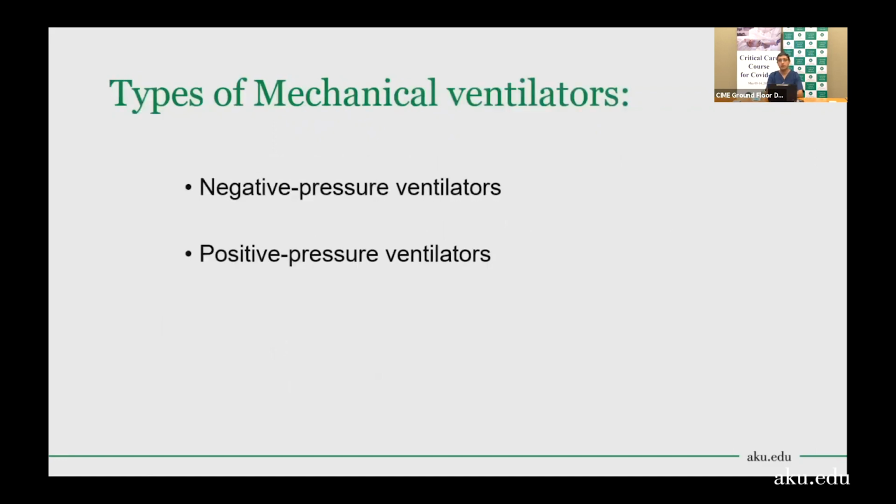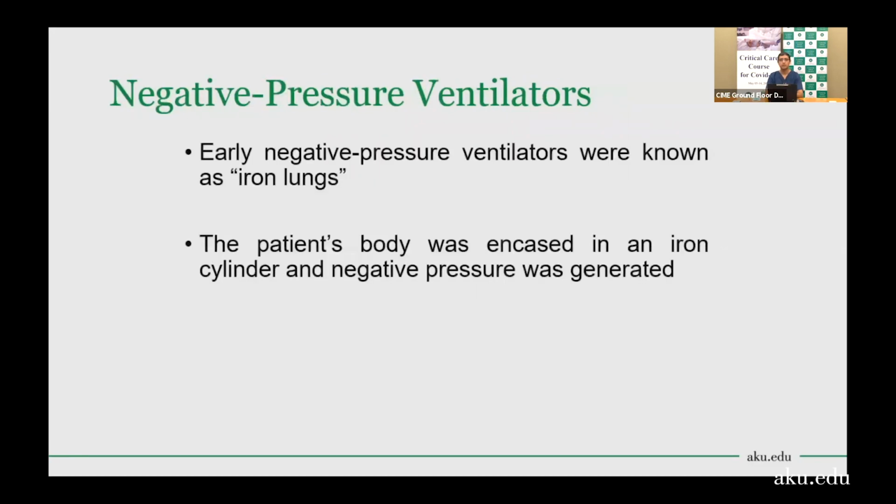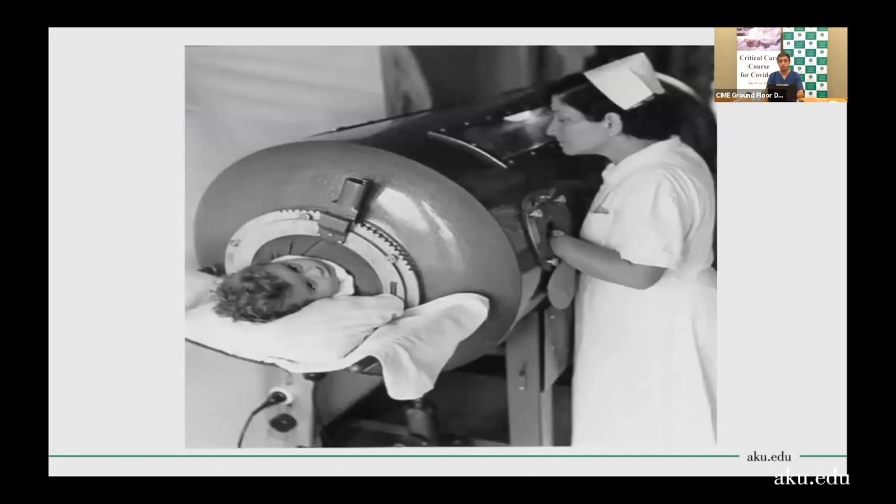So the types of ventilators are two. There are negative pressure ventilators and positive pressure ventilators. The negative pressure ventilators are no longer used. They were used previously and were introduced during the polio epidemic, and they were known as the iron lungs, where the patient's body was encased in an iron cylinder and negative pressure was generated and the body just expanded and the lungs just expanded. So thank God they're not used anymore.